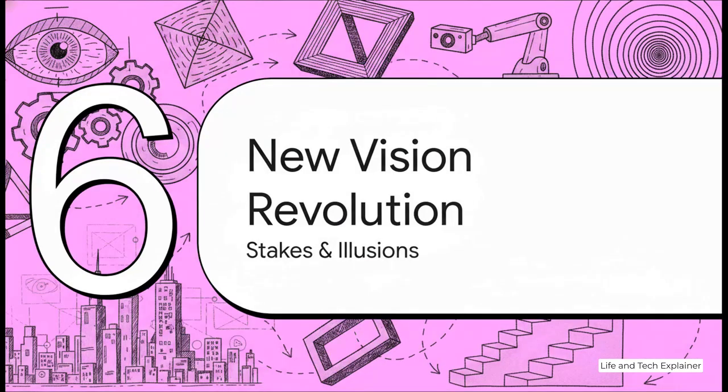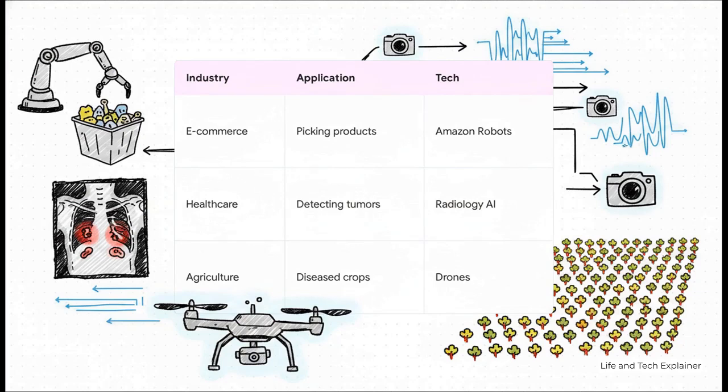Finally, Section 6, the new vision revolution, real-world stakes and optical illusions. Because this tech isn't just theory anymore. It is everywhere. Just look at how rapidly it's deploying across all these industries. In e-commerce, Amazon robots are using machine vision to pick specific products out of totally chaotic bins. In healthcare, radiology AI is spotting tumors in x-rays that human eyes could easily miss. In agriculture, automated drones are flying over massive fields, identifying diseased crops pixel by pixel.